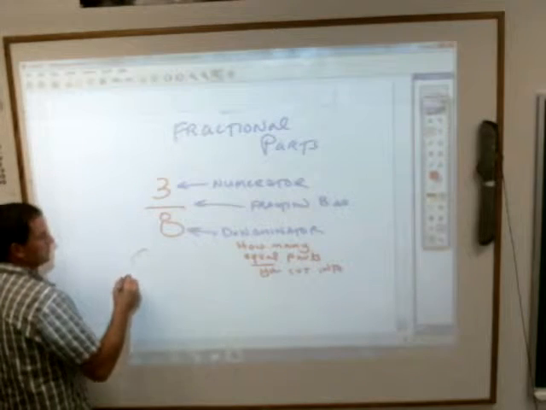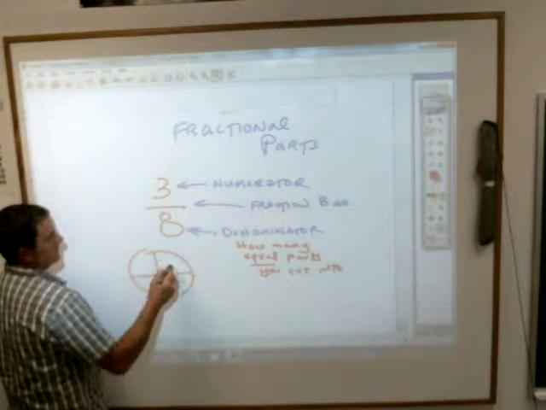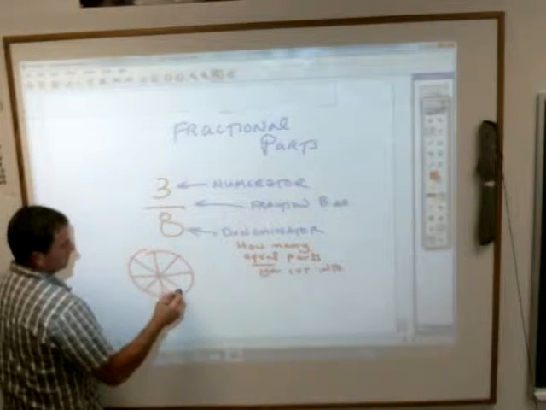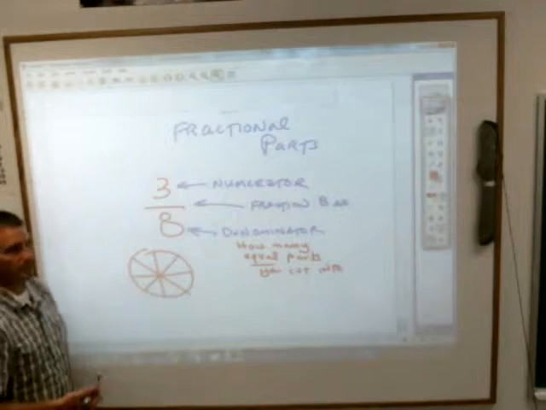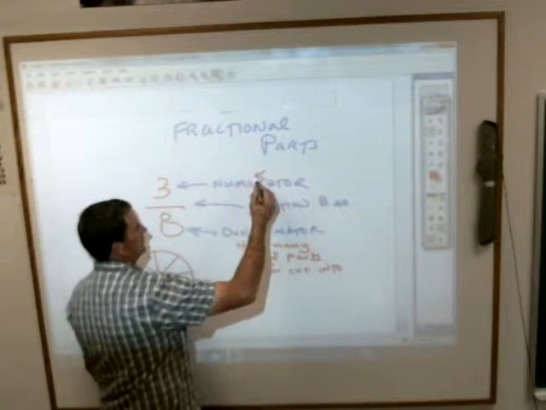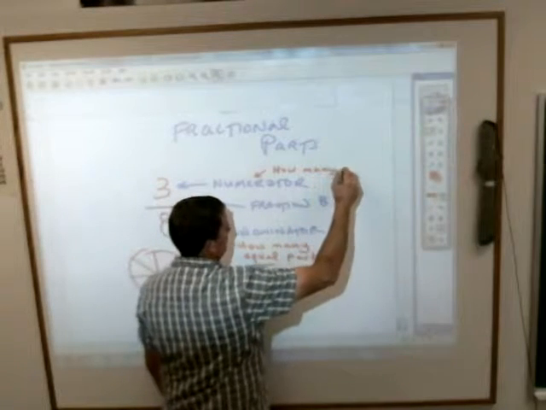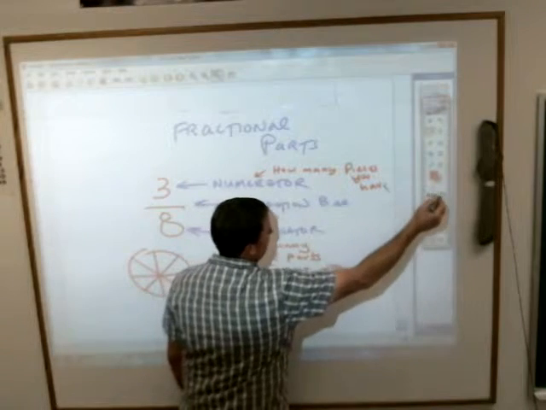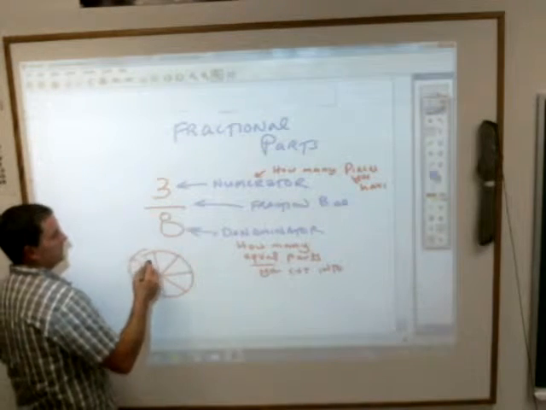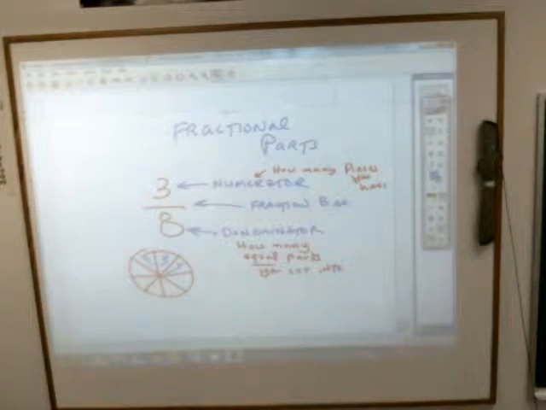So if you have a circle, and the bottom number is an 8, that means you're slicing it into 8 equal pieces. And then the numerator tells you how many of those pieces you're talking about, or you want, or you have. Maybe you ate 3/8 of a pizza. That's pretty 6th grade kind of stuff.